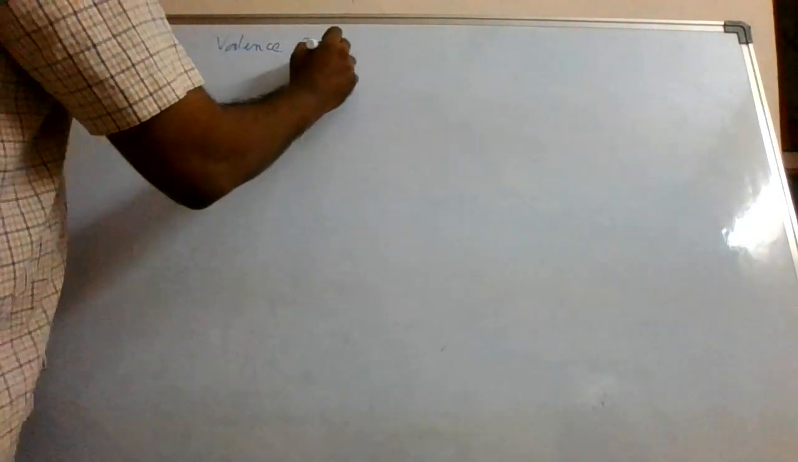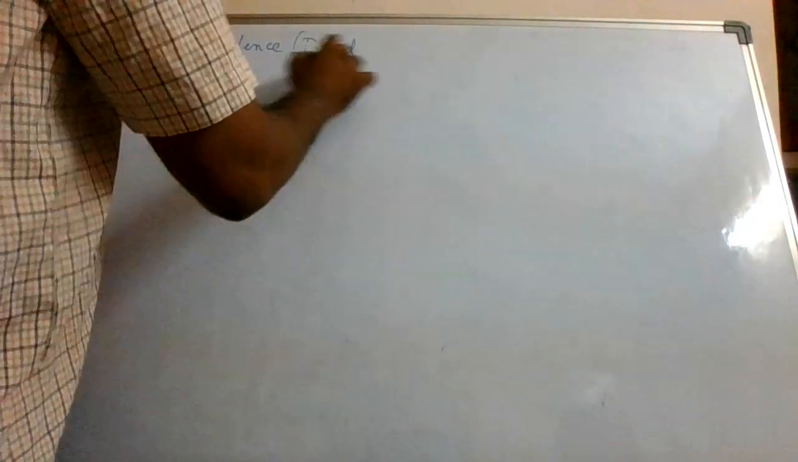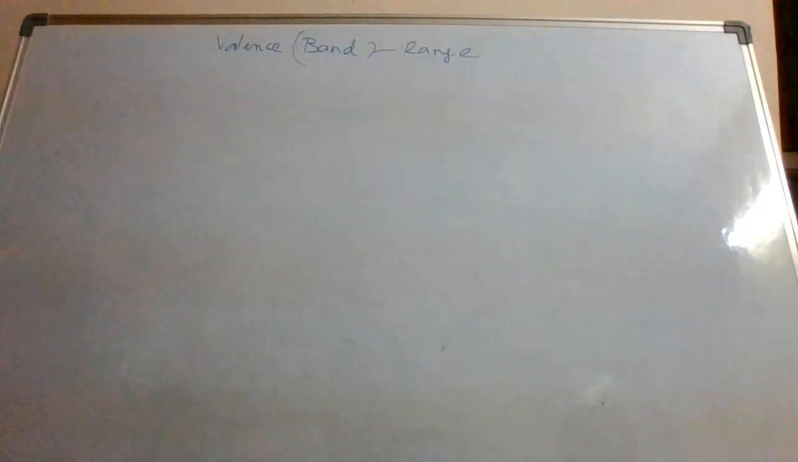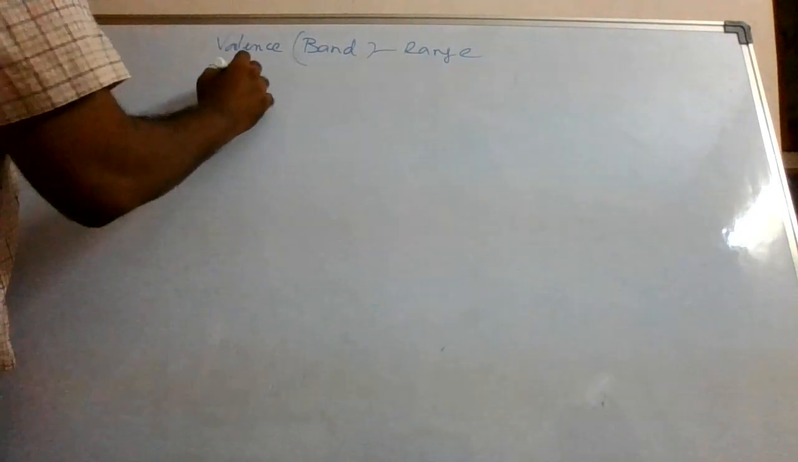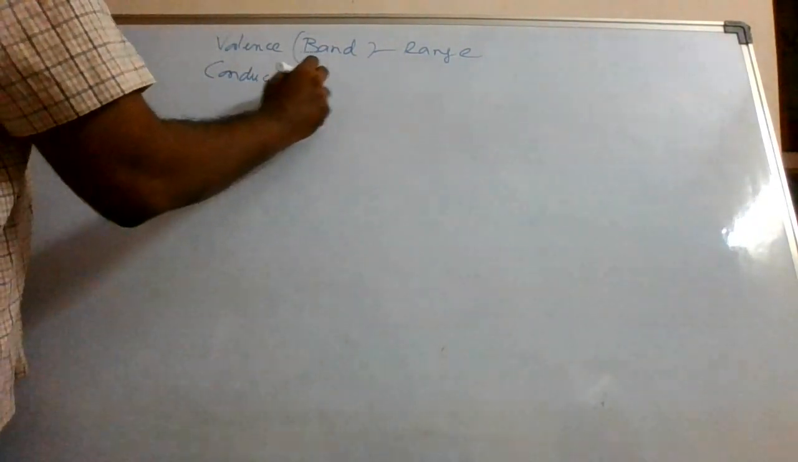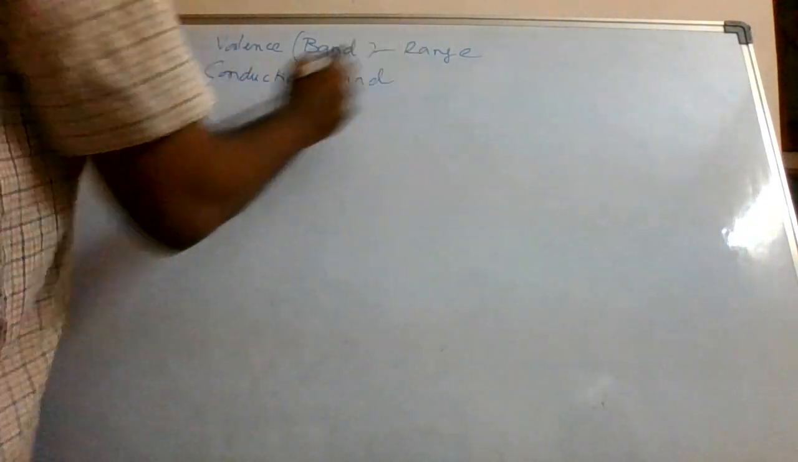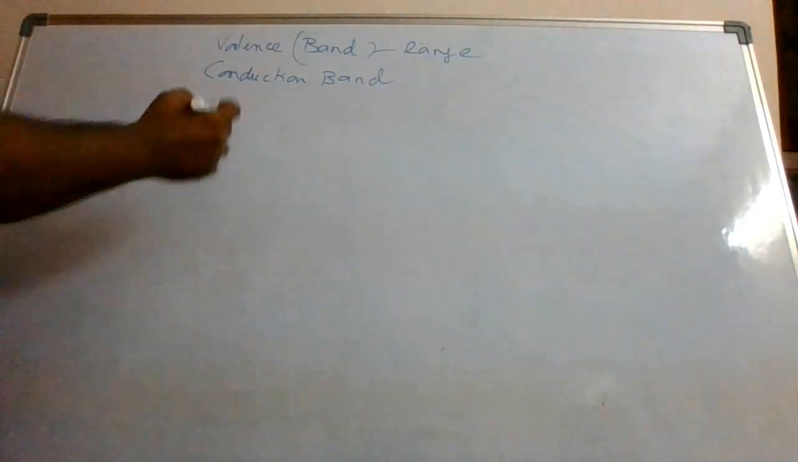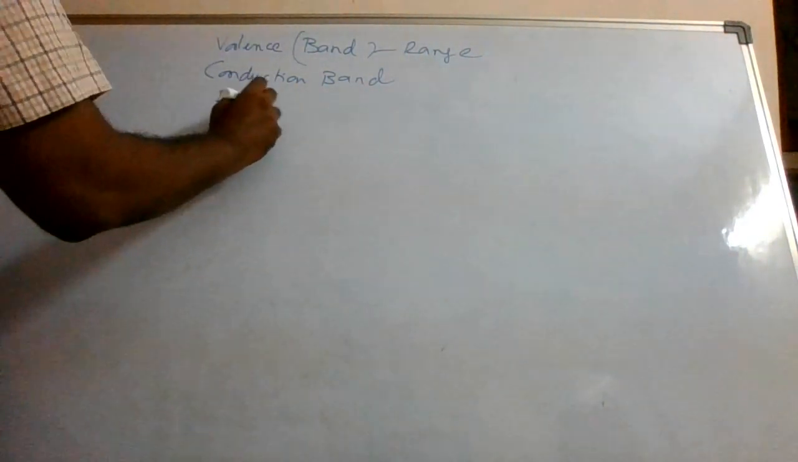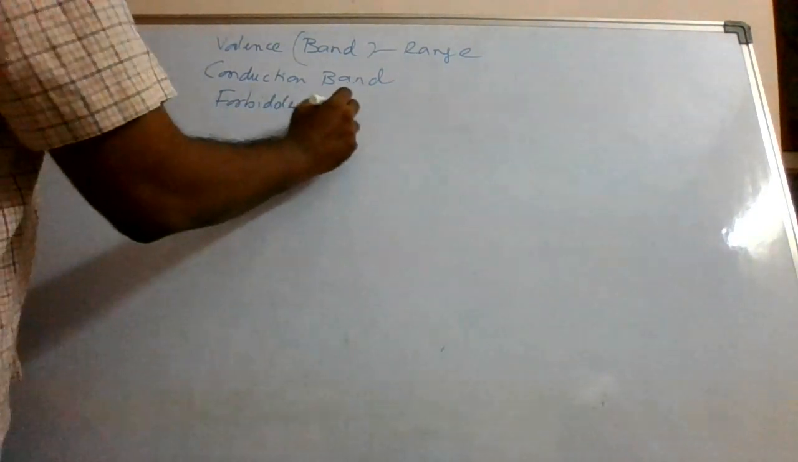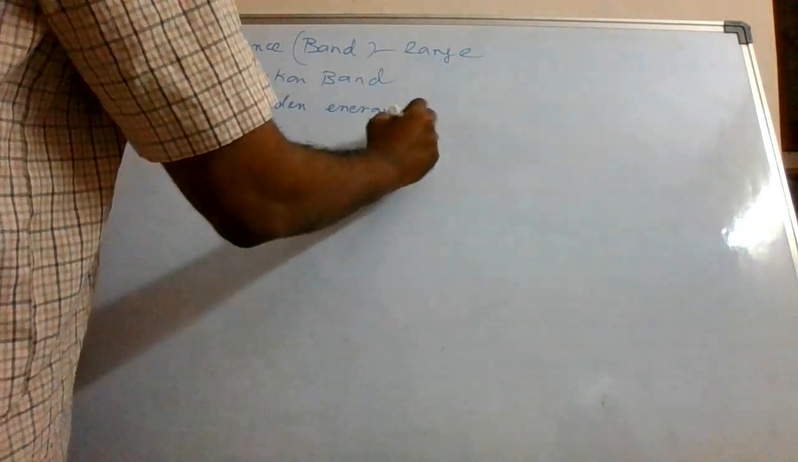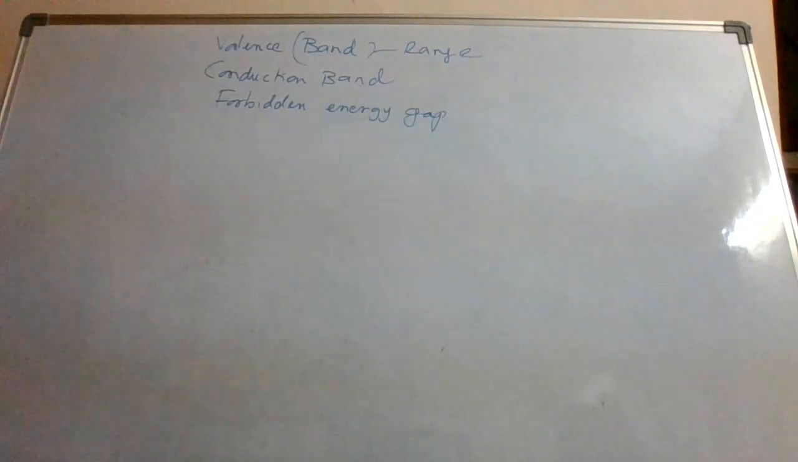So in this situation there are three terms which are called valence band. Band means nothing, it is just a range. You call it band, you call it range, whatever it is. Valence band, there is a conduction band. You need to understand these terms. And the third one is the forbidden energy gap. We need to understand these three terms.